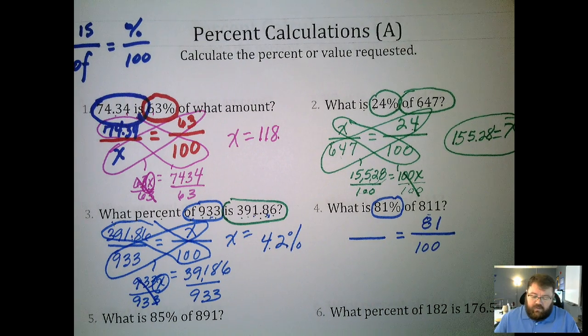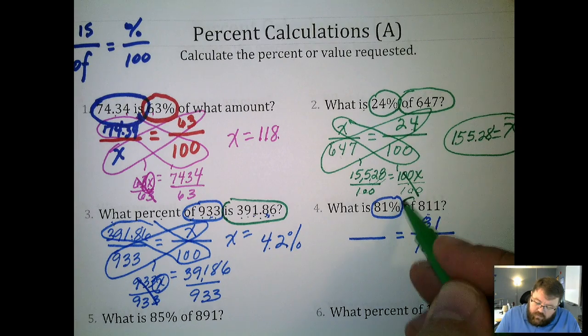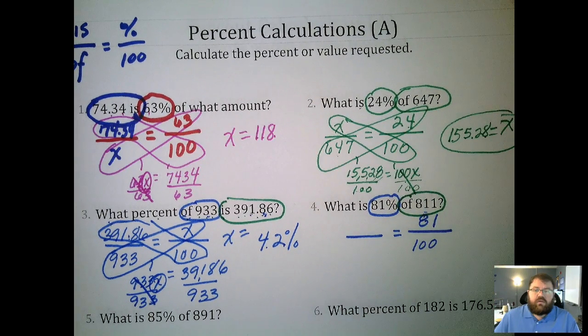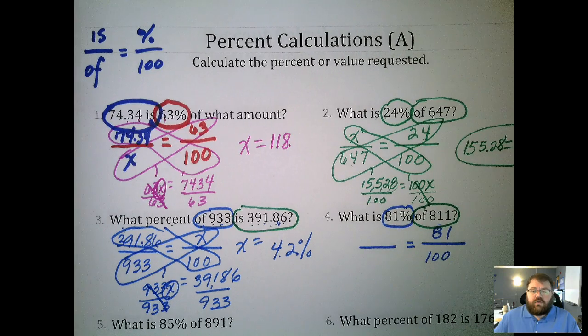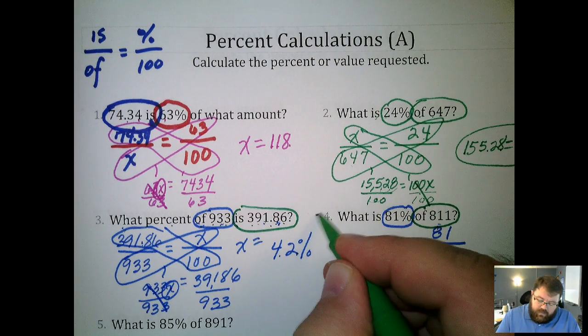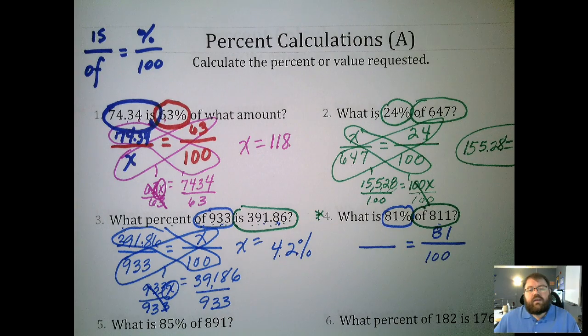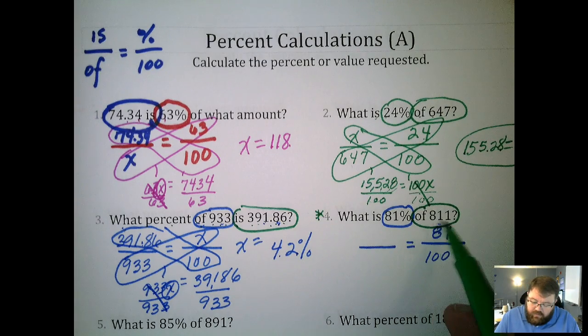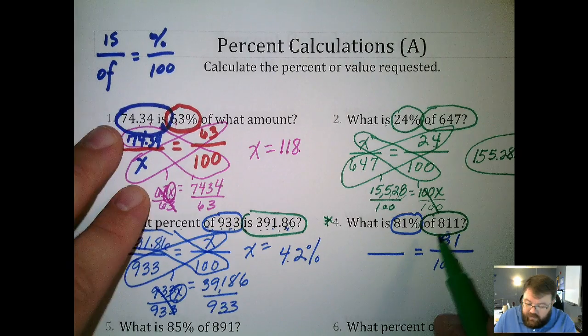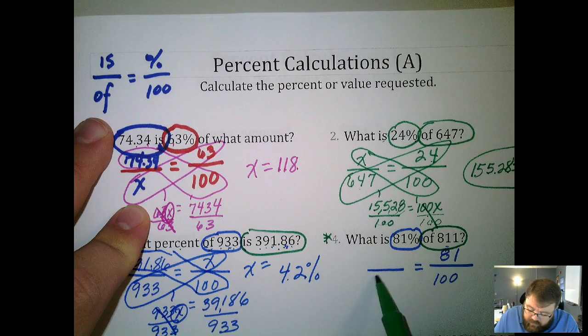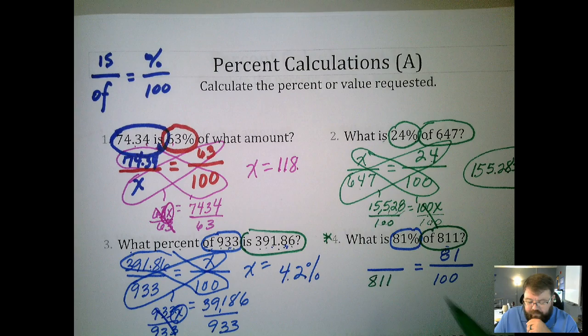Next, I have of 811. Where should the 811 go? In the numerator or in the denominator? Pause the video and answer the question. Okay, now what I want us to do, 811 should have said denominator because of, so 811. Here's my missing value. I'm going to call that C if you want.